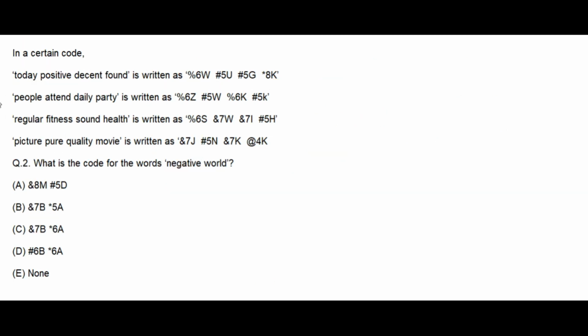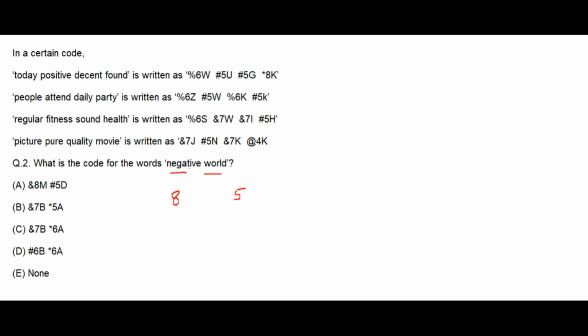Okay, now the next question is what? What is the code for the words "negative word"? Okay, negative word. So how many alphabets are there? Number of alphabets in negative: 4 plus 4, 8. Number of alphabets is 8. In the word, number of alphabets is 5.